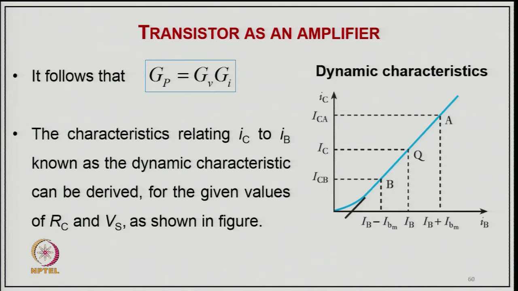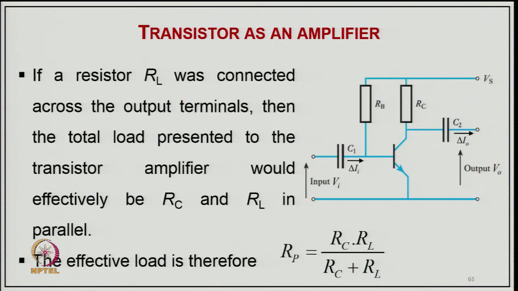And we can say the characteristic relating IC to IB is known as the dynamic characteristic, and can be derived. It is dynamic because the signal goes on changing with respect to time for a given value of RC and Vs, as shown in the figure here. Typically, this is IB and this is IC, that is the characteristic in amplification. We make sure that this operates only in the linear region, which we call the active region, and the transistor works as an amplifier. So, we call this the dynamic characteristic.